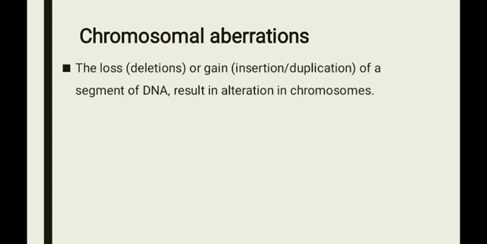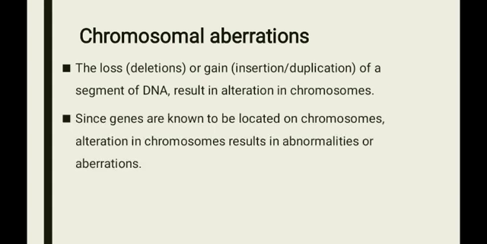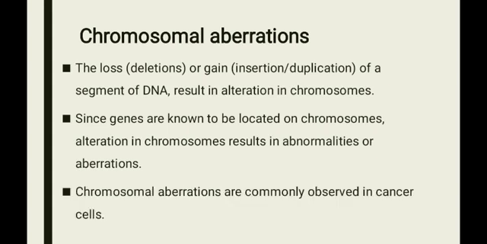What are chromosomal aberrations? The loss, meaning deletions, or the gain, meaning either insertion or duplication, of a segment of DNA results in alteration in chromosomes. That is called chromosomal aberrations. Since genes are known to be located on chromosomes, alteration in chromosomes results in abnormalities or aberrations. Chromosomal aberrations are commonly observed in cancer cells.